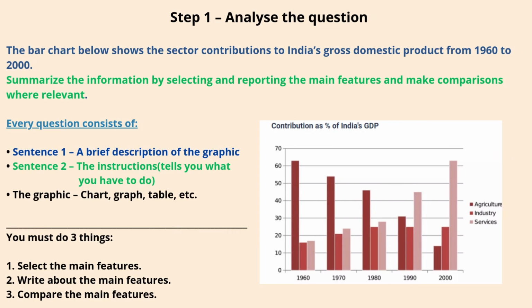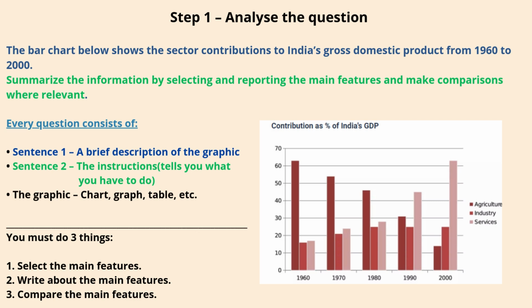Step 1 in writing an IELTS bar chart essay is to analyze the question carefully. The question usually starts with a brief description of the graphic, followed by the instructions on what you need to do. For example, the bar chart below shows the sector contributions to India's gross domestic product from 1960 to 2000. This introduces the data, while the instructions, summarize the information by selecting and reporting the main features and make comparisons where relevant, tell you exactly what is expected of you.